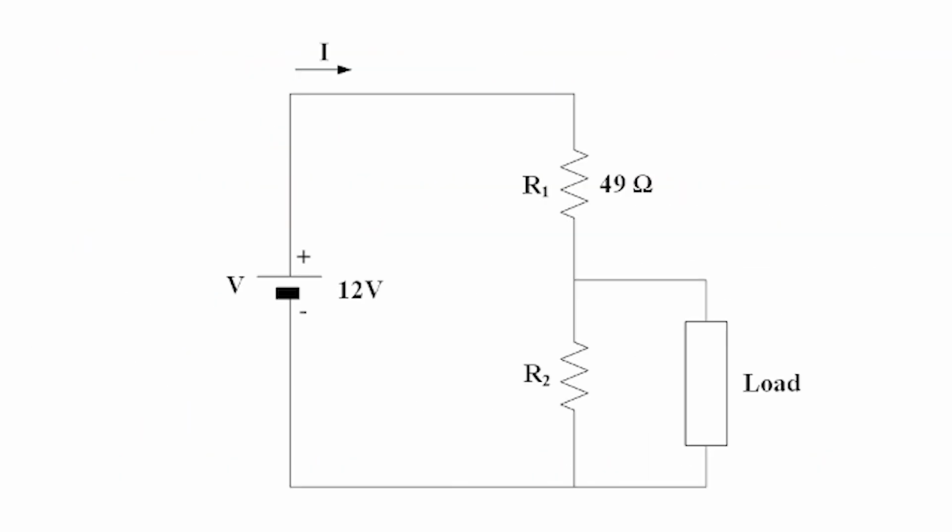Example 2. What should be the value of the resistor R2 in next figure such that the voltage supplied to the load will be 5 volts? Given V equals 12 volts and R1 equals 49 ohms.